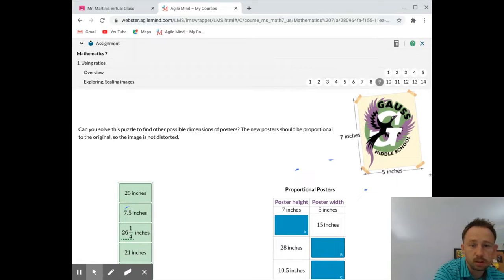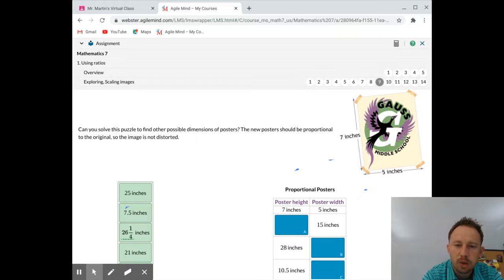Possible dimensions? Dimensional posters. The new posters should be proportional to the original, so the image is not distorted. Distorted? Good. What does distorted mean? Corrupted. Yeah, corrupted or kind of just not looking right, right? So it could either be kind of muddy or blurry looking, because it's stretched too wide or it's stretched too skinny. Either one of those would make it look distorted, okay?